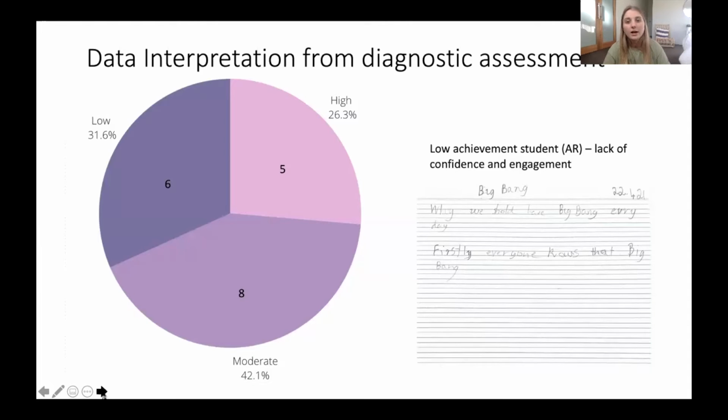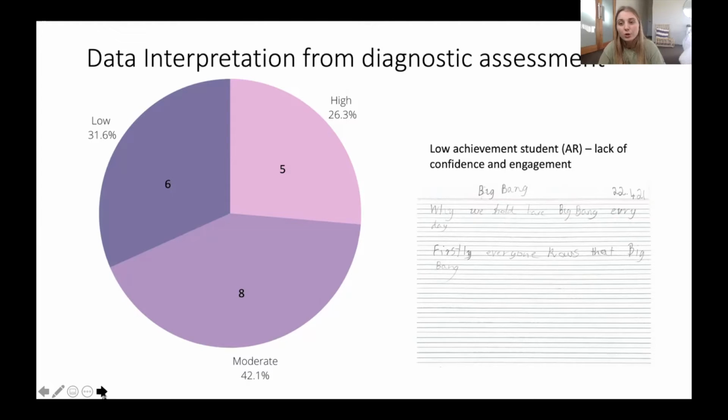So the data that I interpreted from my diagnostic assessment was that there were 6 low achieving students, 8 moderate achieving students, and 5 high achieving students. Of those low students, 4 of them were noted to me by my supervising teacher as students that would struggle and that I would have to differentiate my learning for.